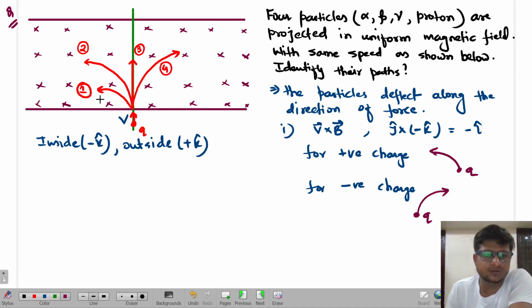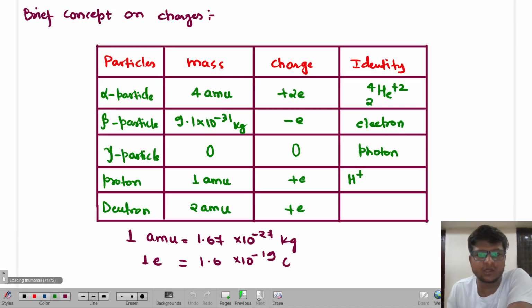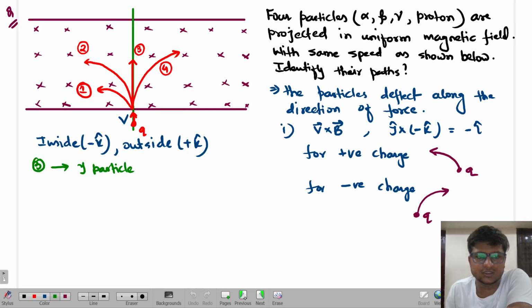So basically, alpha, beta, gamma. Gamma has no charge, so it will go undeflected. So we know one case. The third trajectory is of the gamma particle. Then the fourth trajectory will definitely be of the beta particle because it is the only negative charge.